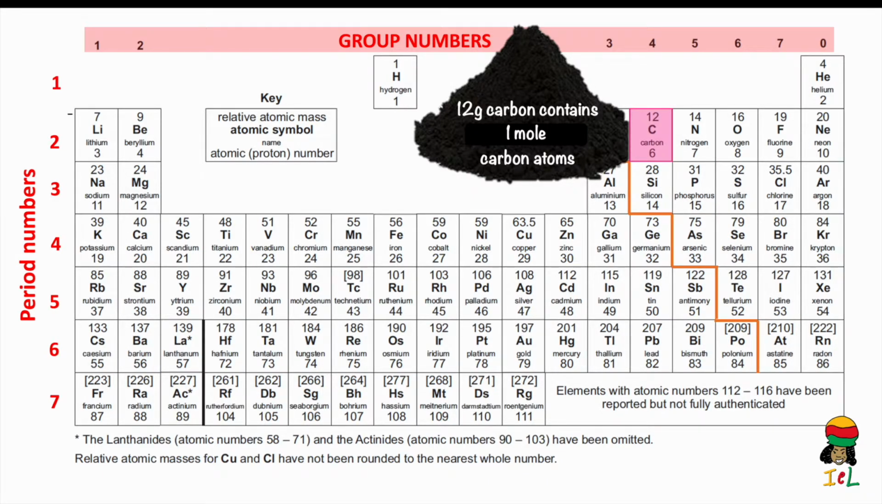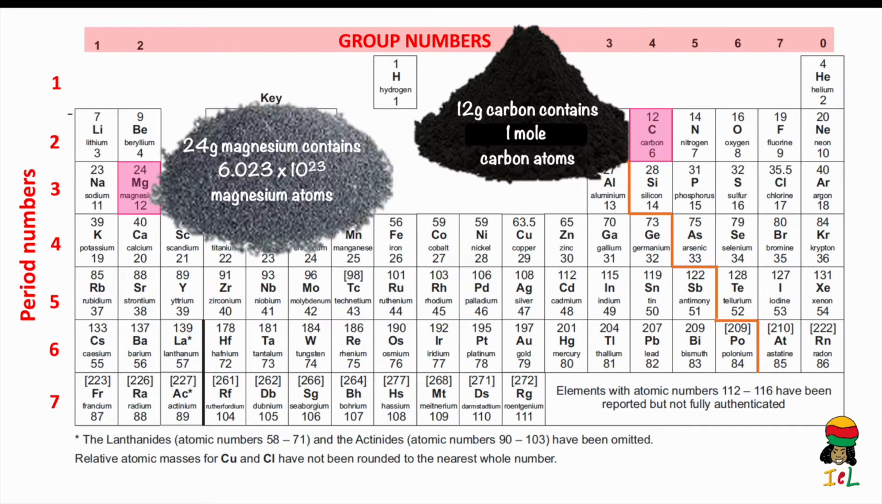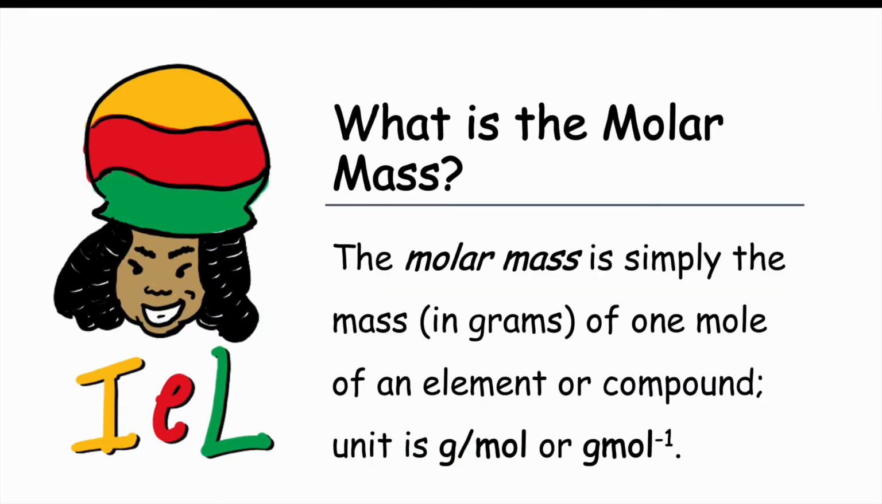mole of carbon. Let us take a look at a second element, magnesium. The mass number of magnesium is 24. Therefore, if we were to measure 24 grams of magnesium, the element sample would contain 6.023 times 10 to the 23 magnesium atoms. Once more, since 6.023 times 10 to the 23 is 1 mole, then 24 grams of magnesium is the mass of 1 mole of magnesium. The same principle applies to any element we choose on the periodic table. Consequently, the molar mass is defined as the mass in grams of 1 mole of an element or compound.